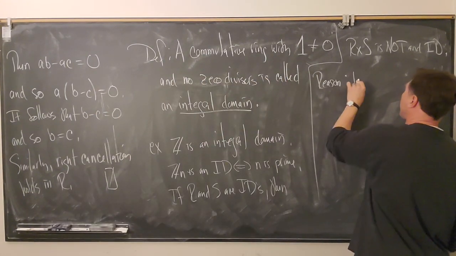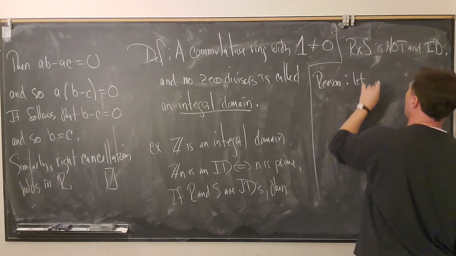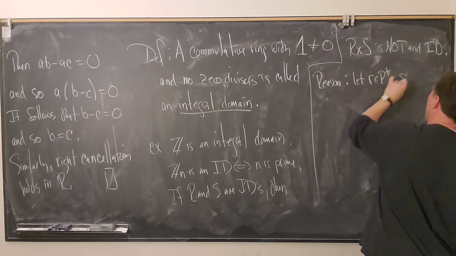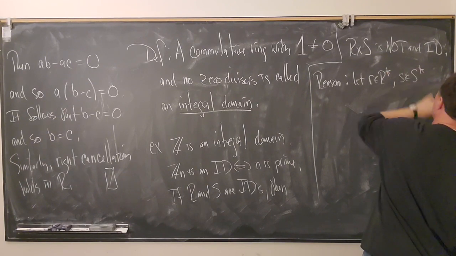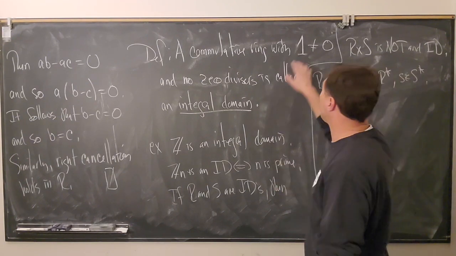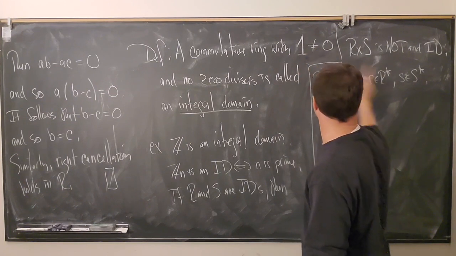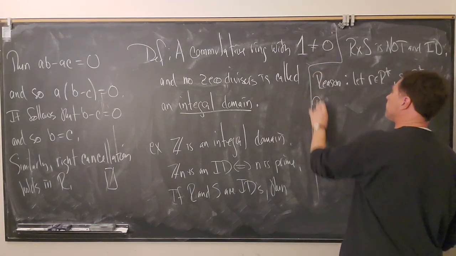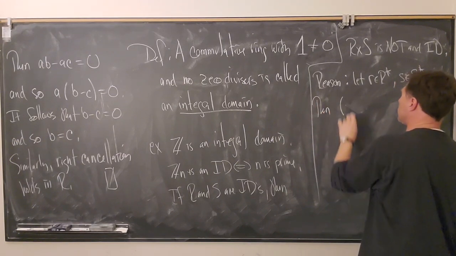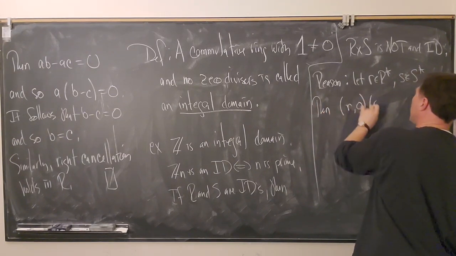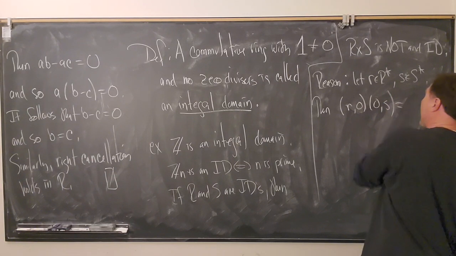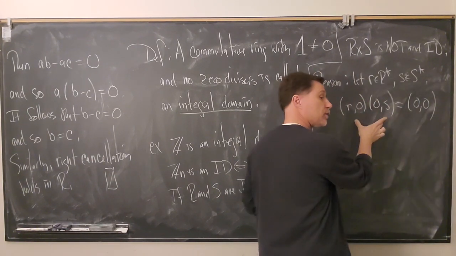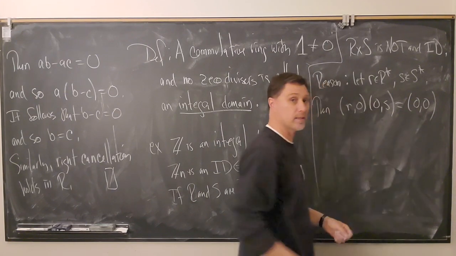So let's take little r in R star, and s in S star. We've assumed that there is at least one non-zero element in each of these two rings. So look what happens if I multiply (r, 0) times (0, s). That's going to give us (0, 0). And so here are two non-zero elements, and when we multiply, we get 0.